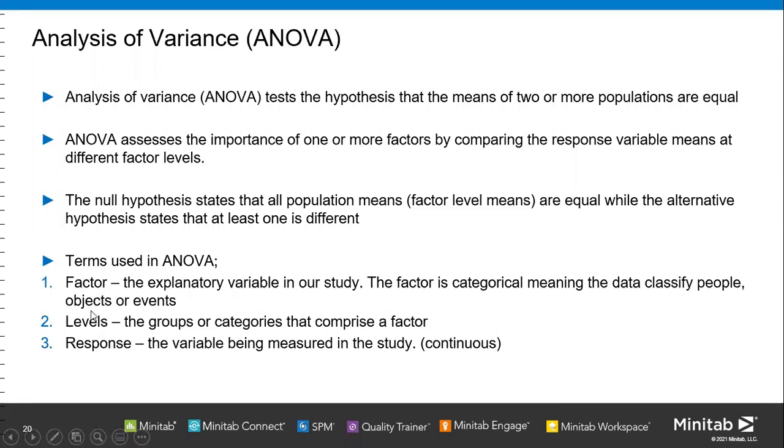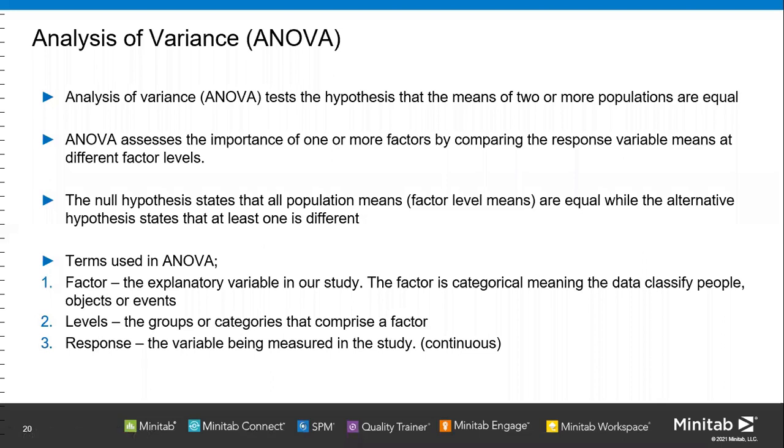So for the level, for the x, actually it is something like temperature at 20, temperature at 25, or something like duration of time, 1 hour, 2 hours, and so on. So that one is considered the level. So you make it clear on the terms we're using for the ANOVA. The null hypothesis tests that all the population means at the factor levels are equal, while the alternative hypothesis is that at least one is different.